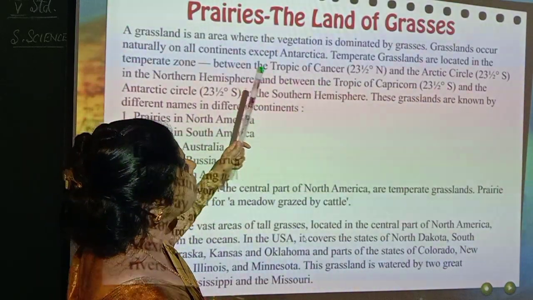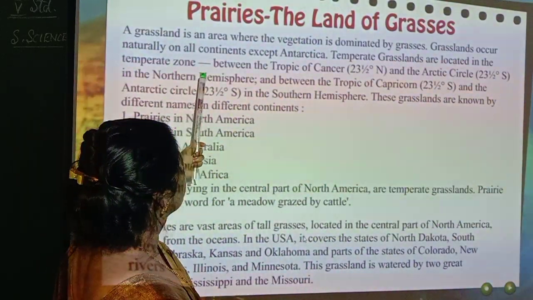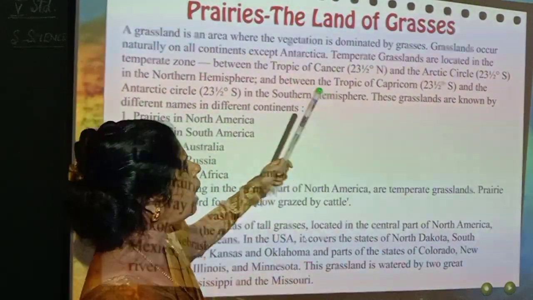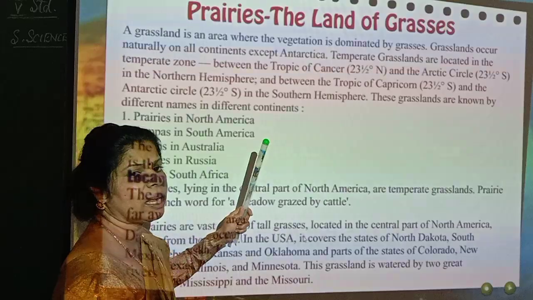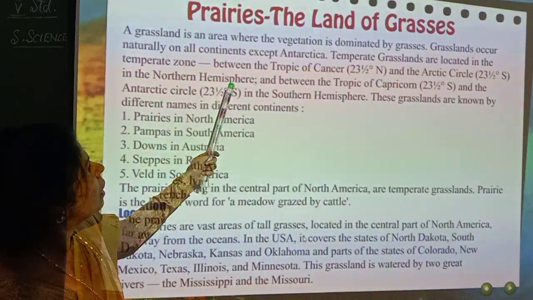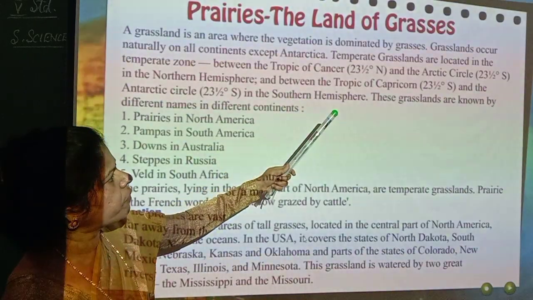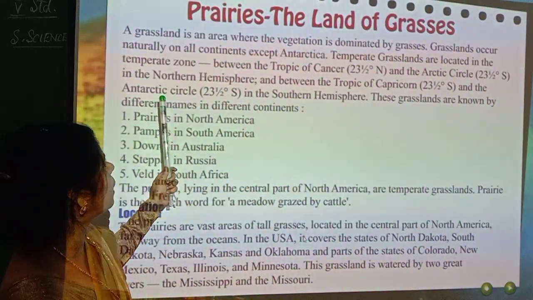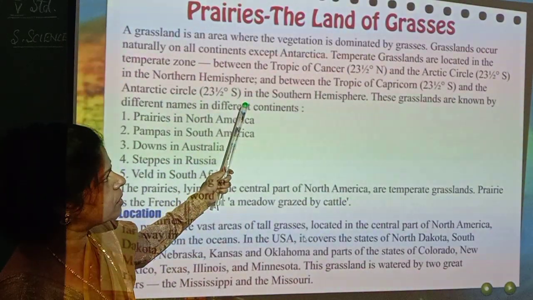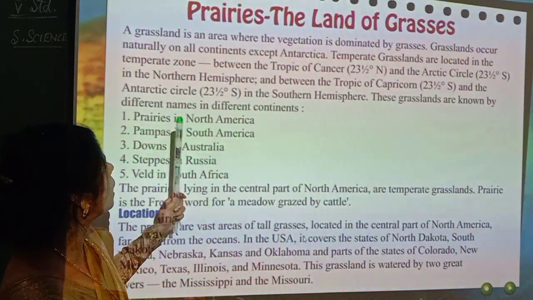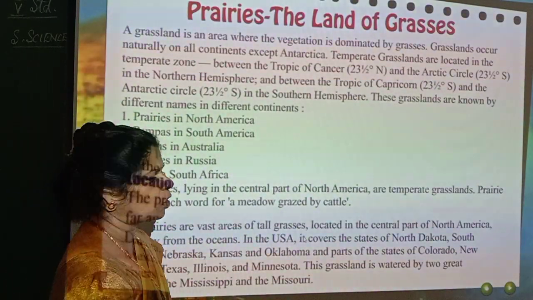So temperate grasslands are located in the temperate zone between the Tropic of Cancer, that is 23.5 degree north, and the Arctic Circle in the northern hemisphere, and between the Tropic of Capricorn, 23.5 degrees south, and the Antarctic Circle in the southern hemisphere. These grasslands are known by different names in different continents.